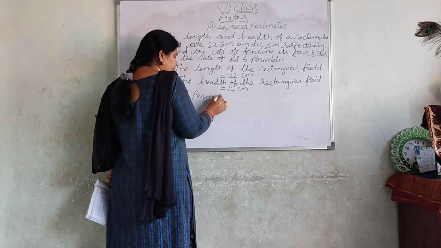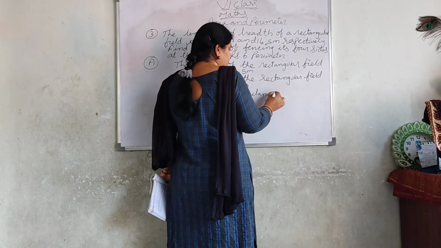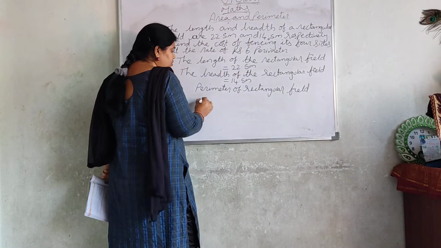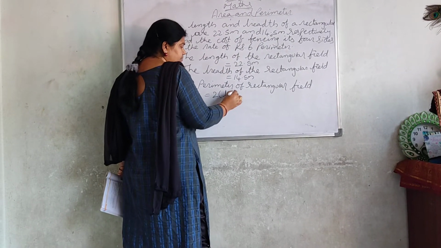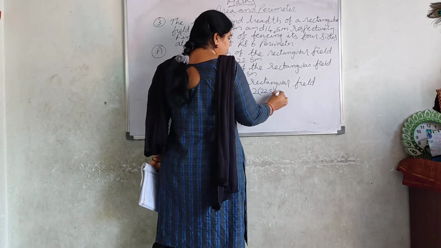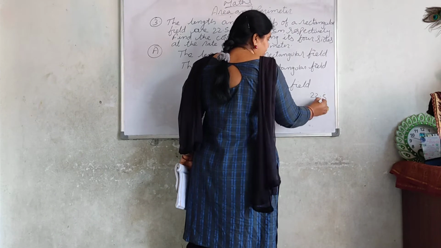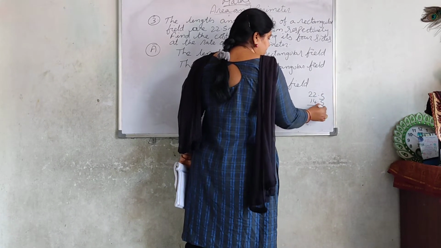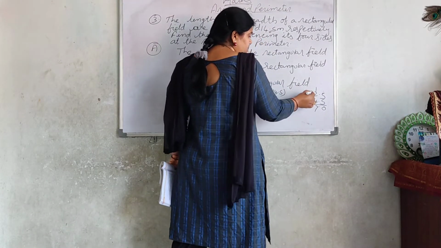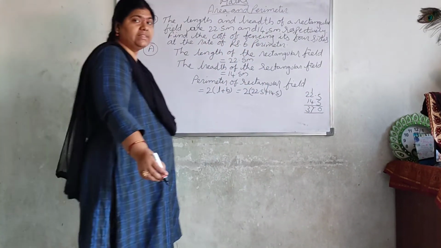Perimeter of rectangular field is equal to 2 into (L plus B). Okay, that is equal to 2 into (22.5 plus 14.5). Now let us add 22.5 plus 14.5. 5 plus 5, 10, carry 1. 4 plus 2, 6. 6 plus 1, 7. Then 2 plus 1, 3. So what we got? 37.